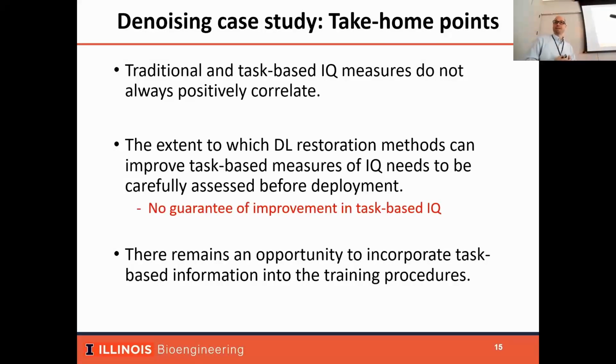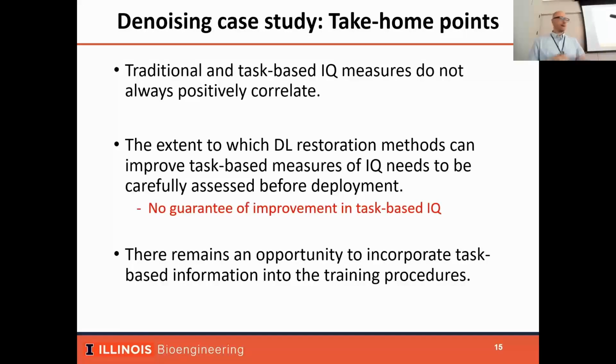it shouldn't be a surprise to many of you. I know it's not, but for others of you, maybe it is. I don't know. But traditional and task-based image quality measures do not always positively correlate, right? If you take away one thing from the talk, that's the thing to take home, right? And this has been known for a while, but I just showed you this within the context of a deep learning example. And also the extent to which deep learning restoration methods can improve task-based measures of image quality really needs to be carefully assessed, and we need to do this in an objective way.